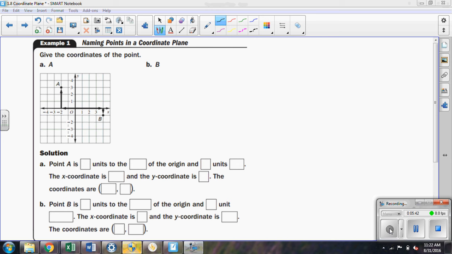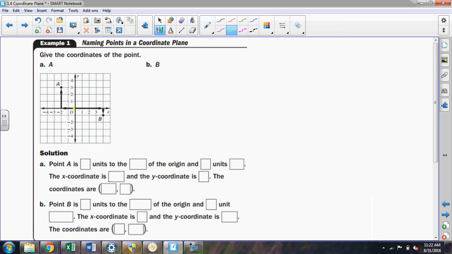So our first piece, we need to give the coordinates for this point A. Everything we do is based off distances from the origin. And so we're looking at it and saying we had to go to the left. How far? 2. Okay, so our x-coordinate is left 2. From there, we had to go up. How far? 3. So we went up 3. We have our coordinates. We're done.